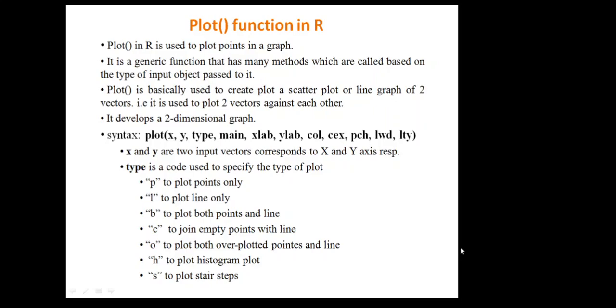Now, generic function means plot is a generic function. It means that we can pass different input objects to create a graph. Like we can pass two vectors as an input, and then the plot function will create a line graph for those two vectors. We can use vectors from any list as an input. We can use vectors from any data frame as an input, and on the basis of that input object type, the plot function calls the method which is used to create a graph for that input data object. That's why it is called a generic type of function.